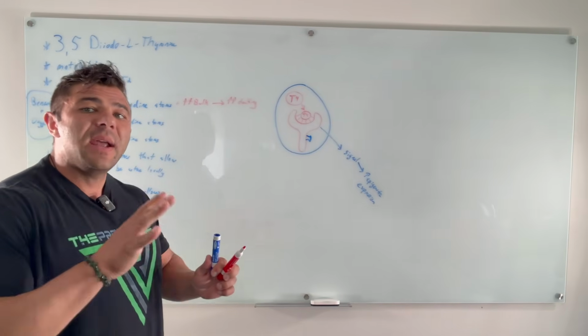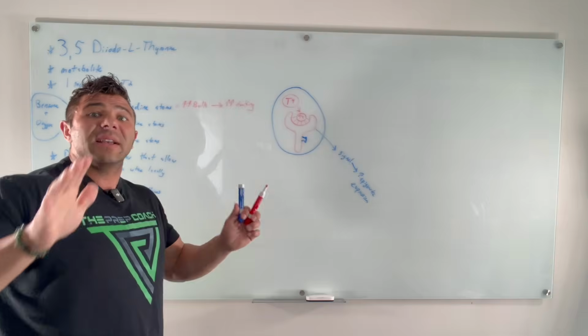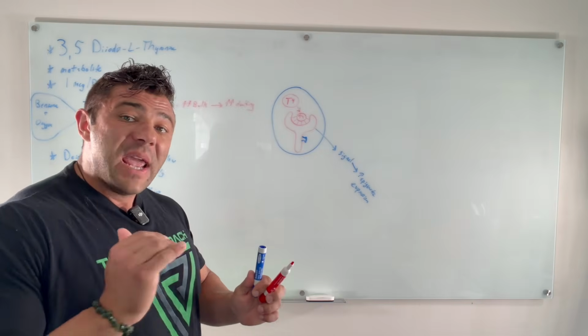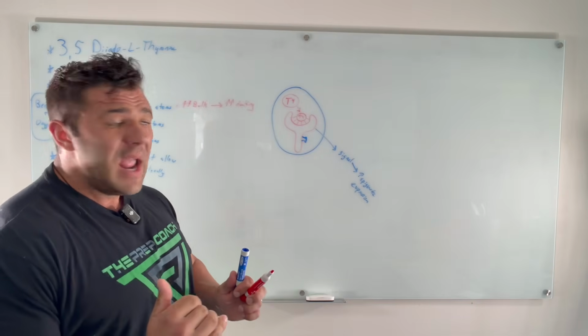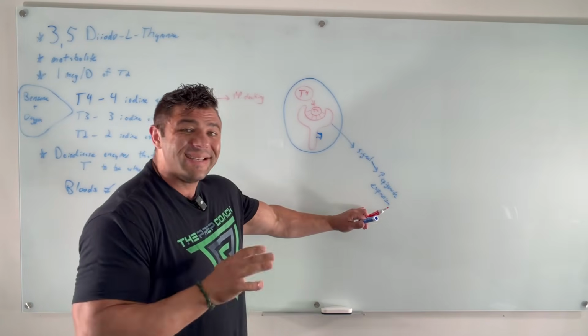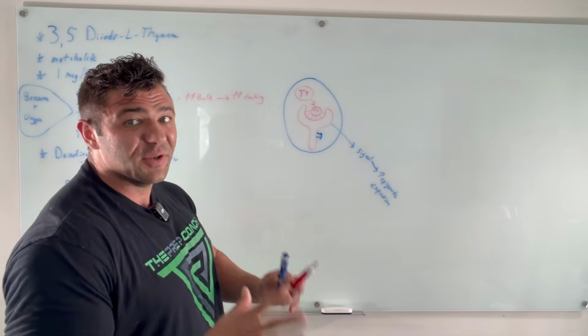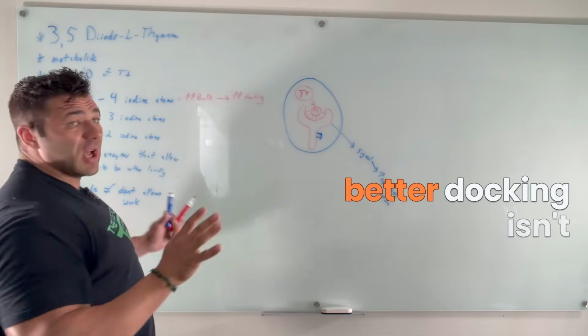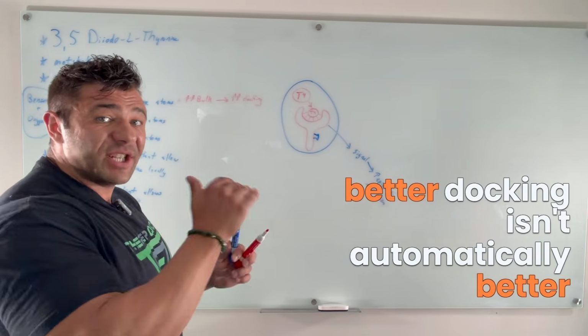That doesn't mean that T4 is like the best thyroid hormone. It doesn't mean that at all. It just means it has more receptor affinity and therefore better end chemical action. But what it expresses is different than T3 and different than T2. So again, better docking just doesn't automatically mean better, but in this conversation, that's just how you rank them.